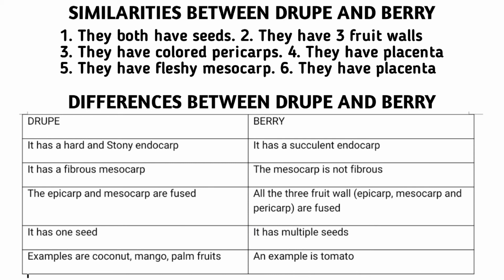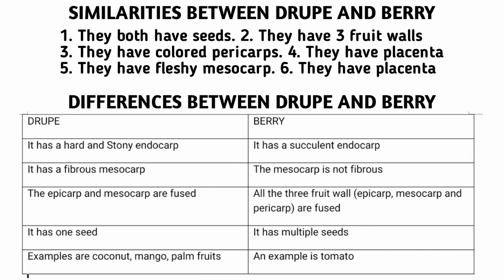For the differences, number 1, the drupe has a hard and stony endocarp, that's the palm fruit, while the berry's endocarp is not. Also, the drupe, that is the palm fruit, has a fibrous mesocarp, while the berry's mesocarp is not fibrous. For the drupe, the epicarp and mesocarp are fused together, but for the berry, all the 3 are fused together. Also, the drupe has 1 seed, that's the palm fruit, but the berry, that is tomato, has multiple seeds.